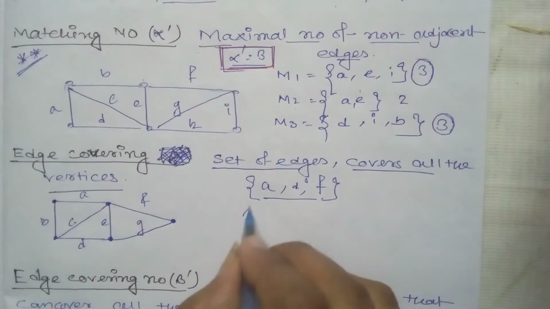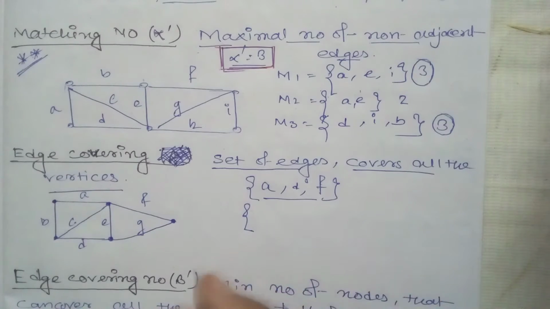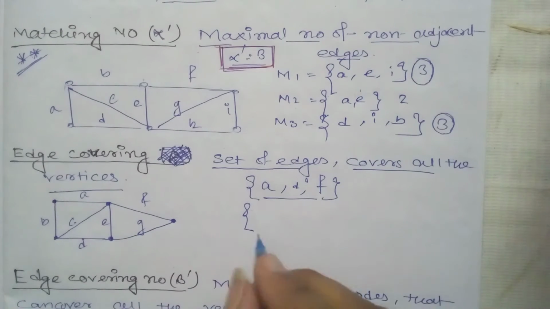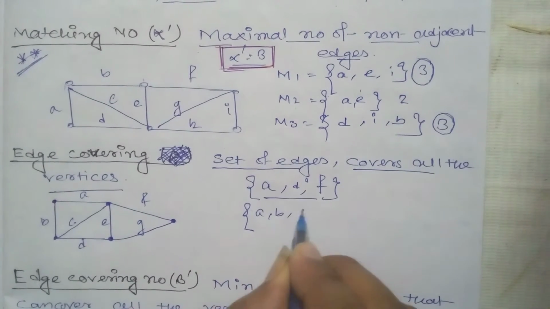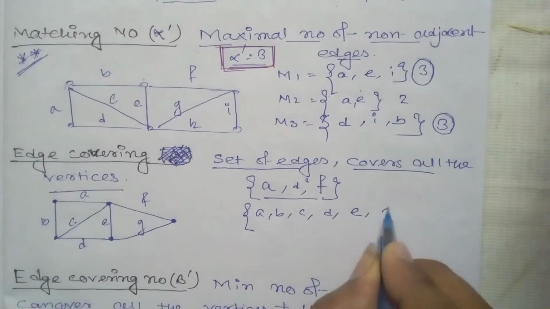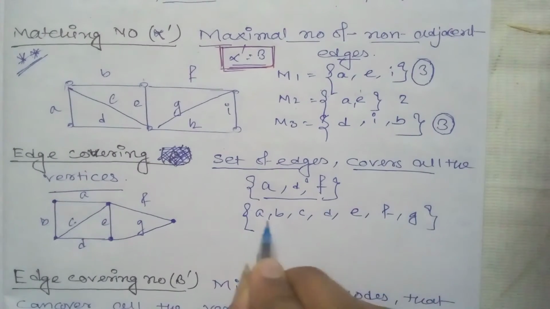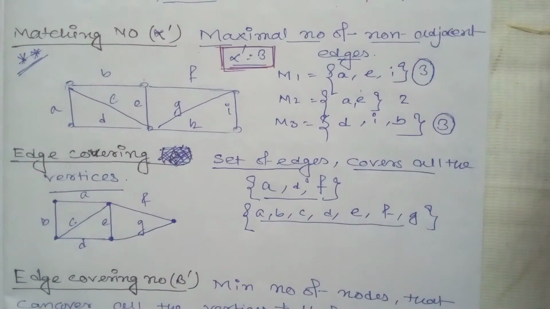There are many edge coverings possible. Like, if you take every edge shown, A, B, C, D, E, F or G, we can take every edge, and this is also an edge covering. It doesn't say anything about the maximum or minimum number. It says the set of edges that covers all the vertices of a graph. So this is edge covering.